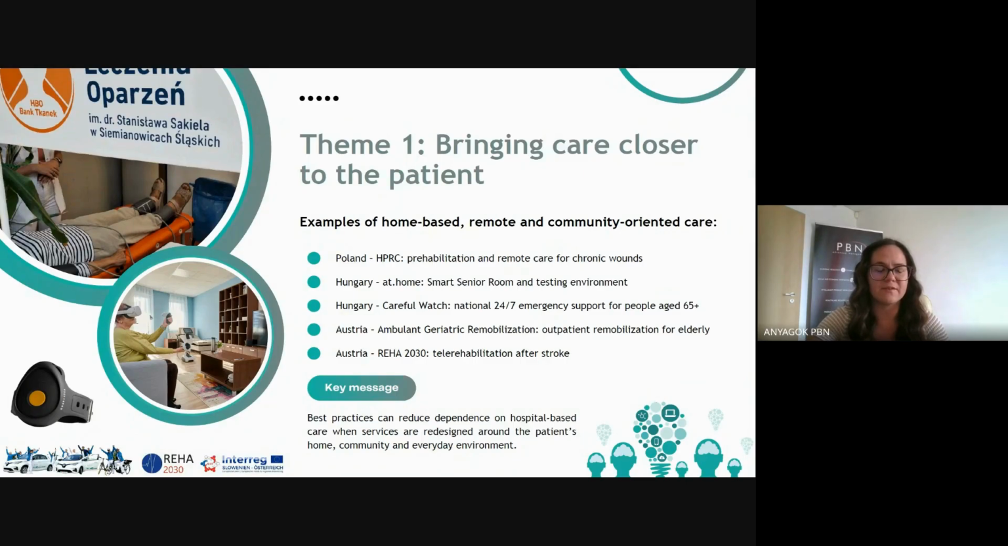So to present this collection in a clear way, I group the practices into five thematic areas. The first one is about bringing care closer to patients. This first group shows how rehabilitation and care can move closer to the patient, into the home, the community, an outpatient setting, or a hybrid care model. Here you can see the relevant best practices.